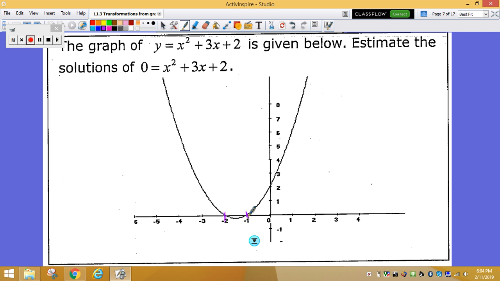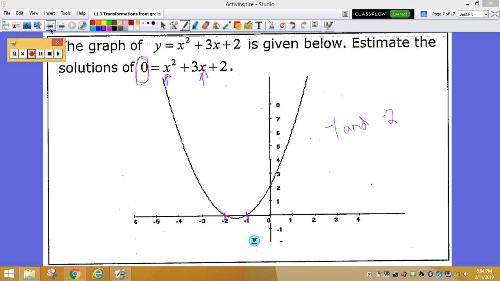So on this one, it touches at -1 and -2. Now, I don't know if we've ever really gotten into what does that mean. That means if I plugged in -1 everywhere I saw an x, I would get an answer of 0. Same thing, if I plugged in -2 everywhere I saw an x, I would get 0.